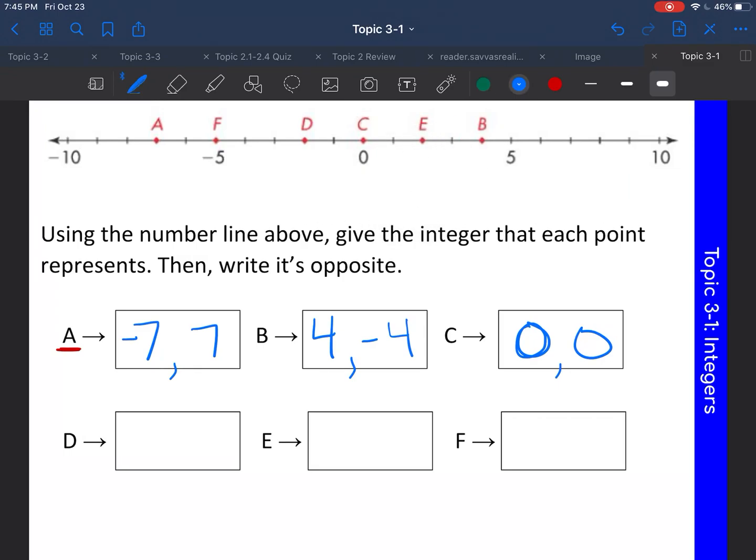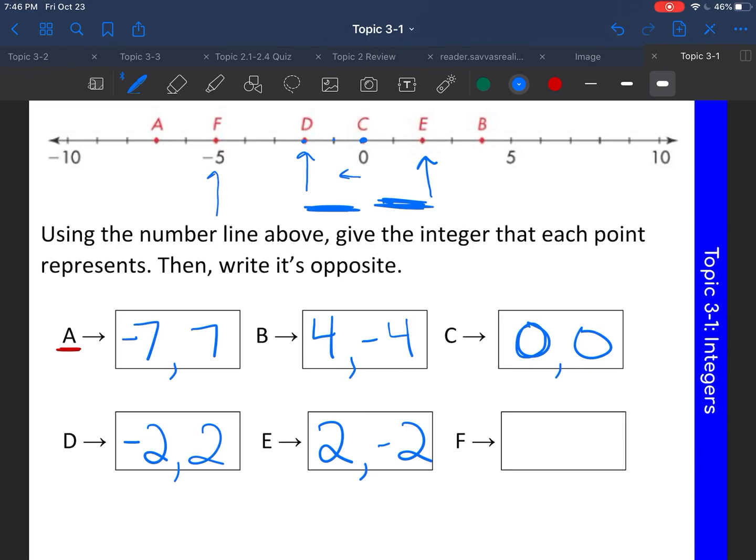D, I see D is right here. So again, start at 0 and move this way. We have -1, -2. So D is -2. The opposite of -2 is 2. Which, coincidentally, let's look at E. E is equal to what integer? 2. And the opposite of 2 is -2, because they're both 2 away from 0.